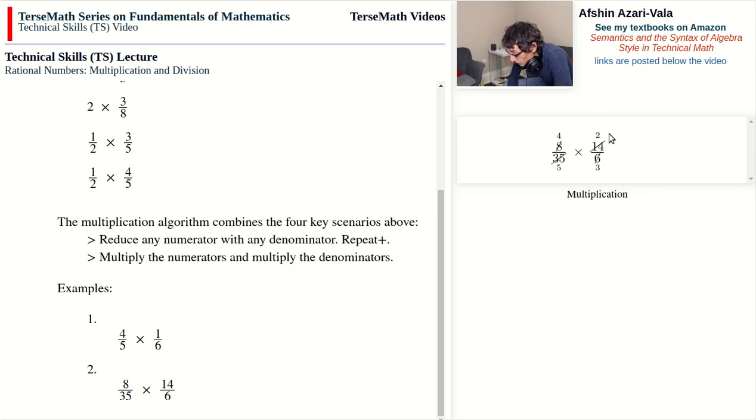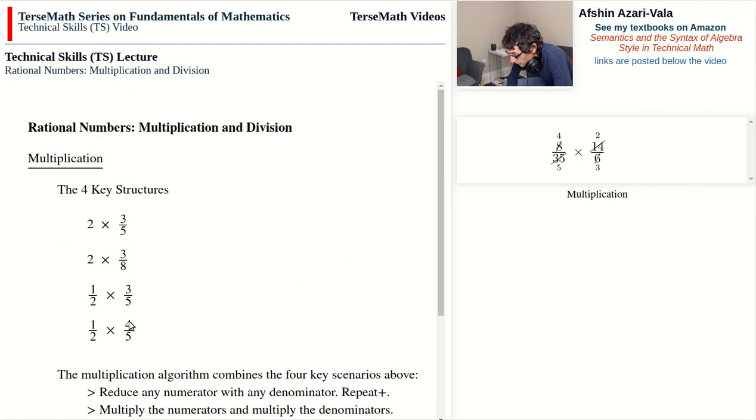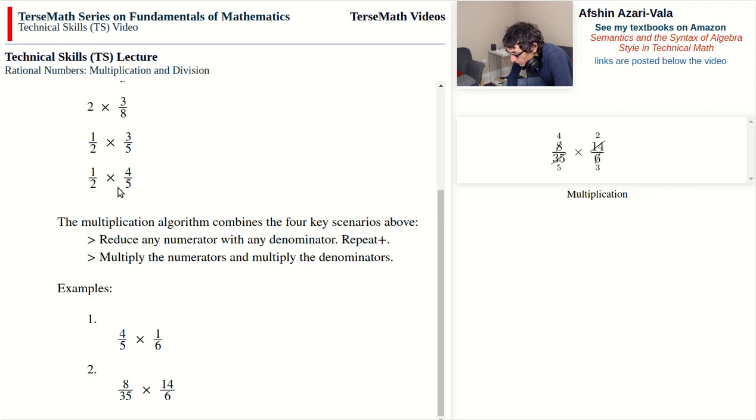Keep in mind, you may not reduce 4 and 2. They're both in the numerator. It has to be one from top, one from bottom, based on the logic that we talked about here with the 4 key cases up here. Okay, so now that all the reductions are done, we go to step number 2, multiply numerators. So 4 times 2, 8, and then multiply denominators. We get 8 15ths.